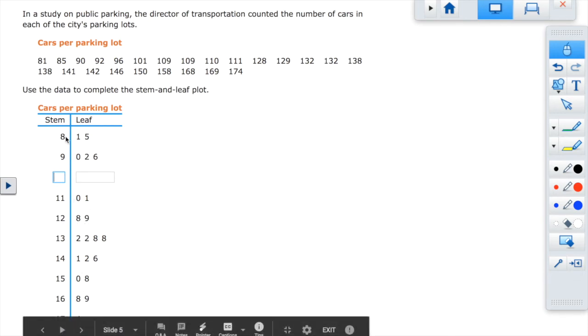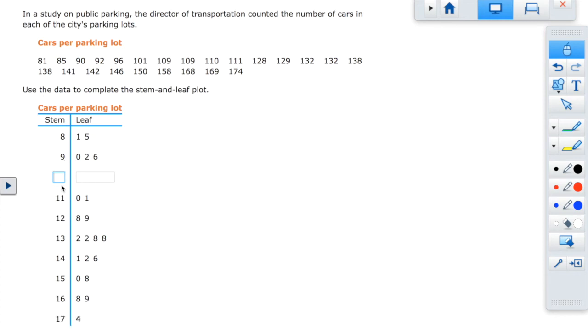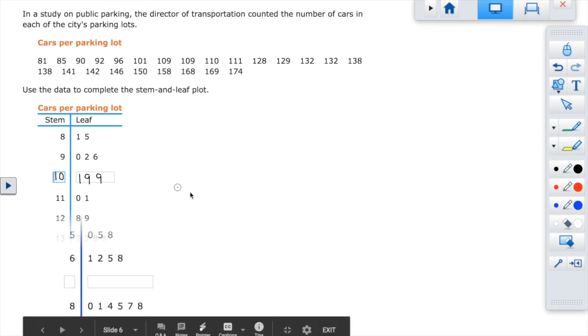So our job, what are we missing? We have the 80s, we have the 90s, we're missing the numbers in the hundreds. So for my stem, I'm going to make that a 10. And you can see in the hundreds, I have 101, 109, 109. The 110 is behind the next stem. So I'm going to put a 1. You'll hit a space. I have a 9 for 109, and I have another 9 for the second 109. So I have 101, 109, 109.